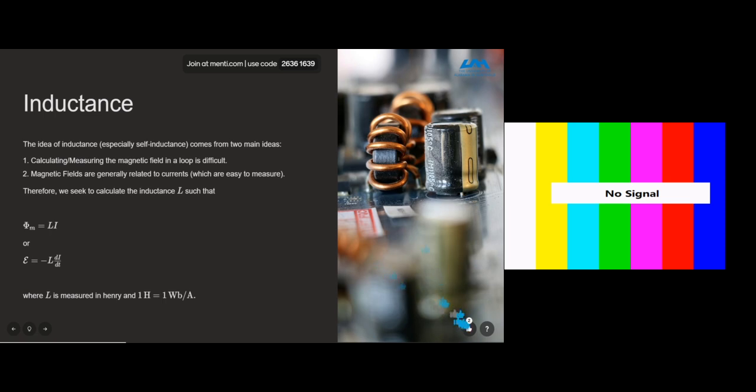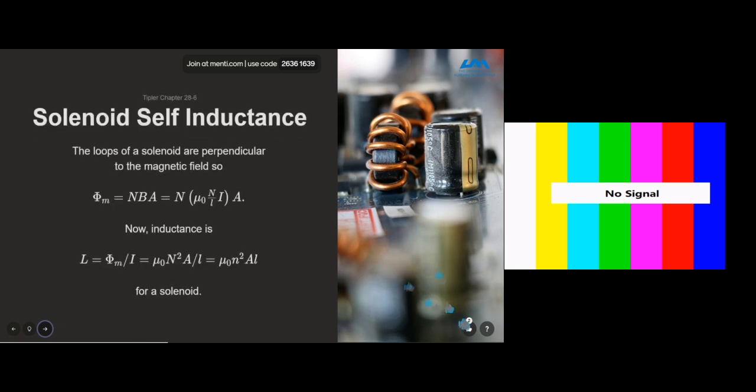Basically, it's akin to mass. So if you imagine going and pushing on an object, the more mass that you have, the more difficult it is to change that mass's velocity. And if you have more inductance, the more difficult it is to change the current within the inductor.